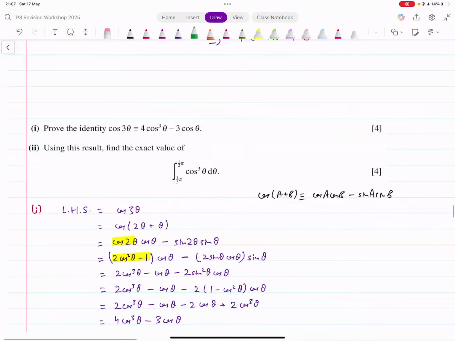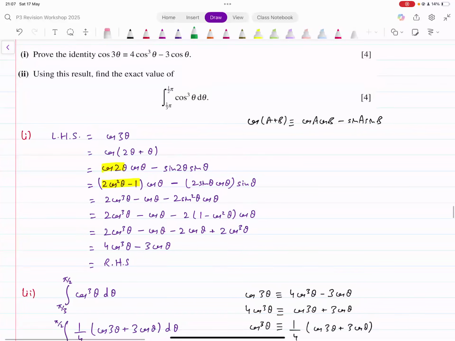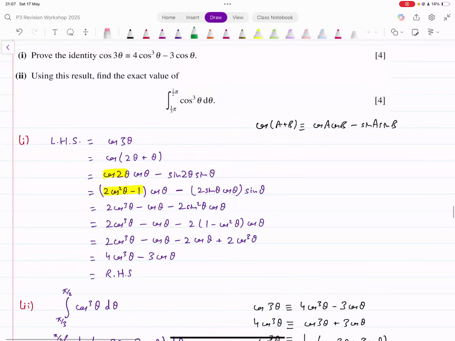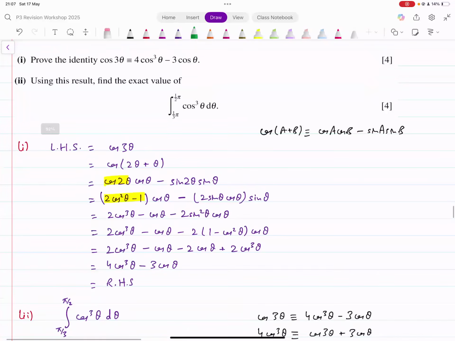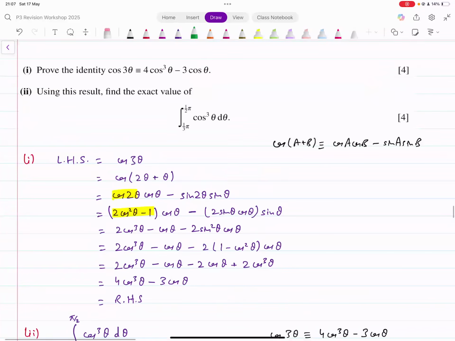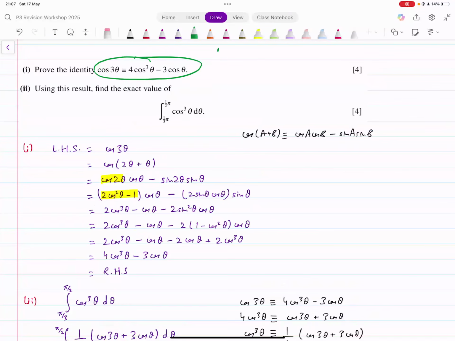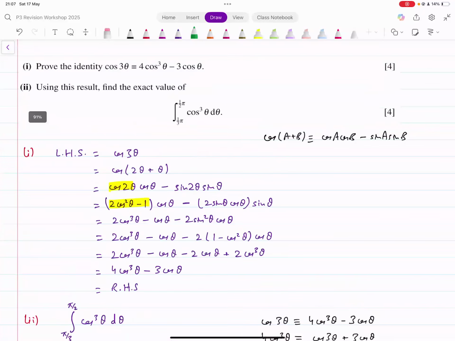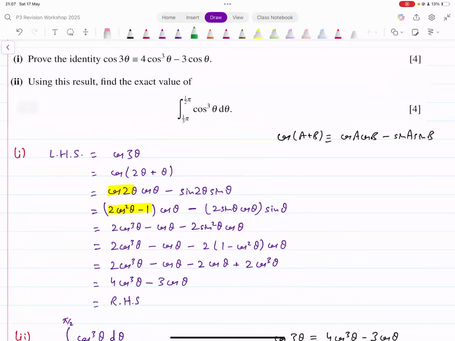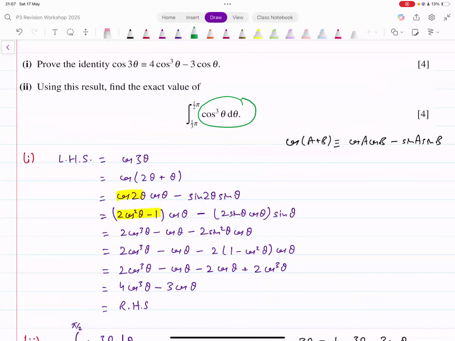Okay. Now, these are some examples from some recent papers. I'll quickly show you those examples. In this case, for instance, in the first part, they made you prove an identity. So you'll do that using trigonometric identities. And then they ask you to find this integral. You would have to use that identity, make cos cube theta the subject in that identity.